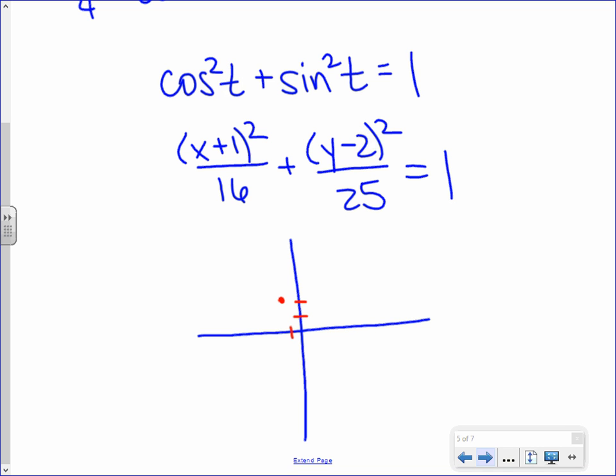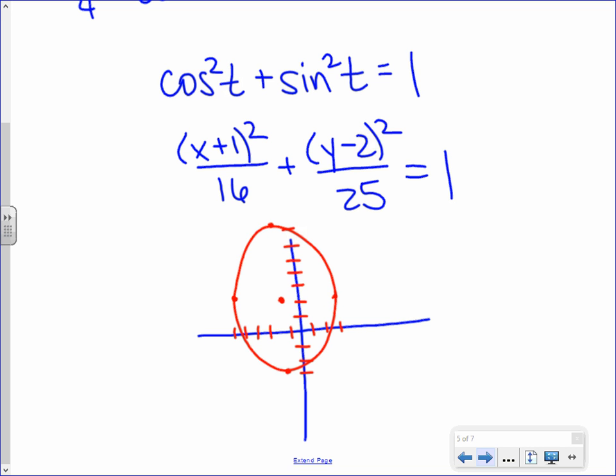Okay. Since 4 squared is under the x, we're gonna go 4 horizontally from the center. And since 5 squared is underneath the y, we're gonna go 5 vertically from the center. And if this is a parametric equation, what do we need? Arrows. We have to determine which direction this is going.